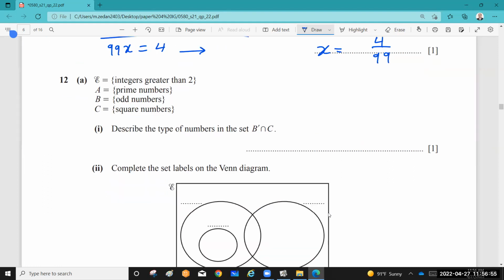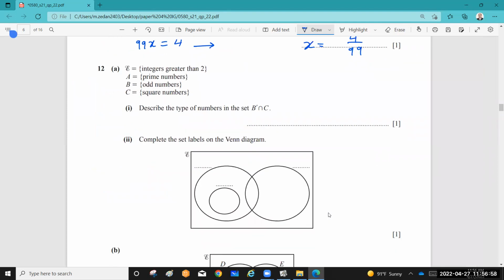I have a very good question here about Venn diagrams. I have a universal set of integers greater than 2, I mean 3, 4, 5, and so on. The prime numbers, of course, from this set will be 3, 5, 7, and so on. You know, the prime numbers are the numbers that have only 2 factors. Odd numbers are different: 3, 5, 7, 9, different from prime, of course. But really, all prime numbers more than 2 are odd. Square numbers, you know, square numbers 1, 4, 9, 16, and so on. So cancel 1, we don't have 1, so 4, 9, 16. So describe the type of numbers in the set B, prime.